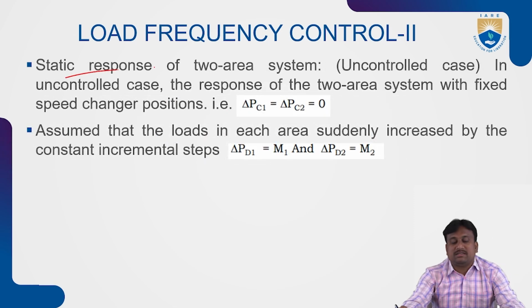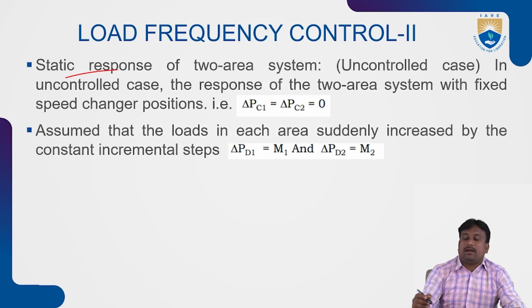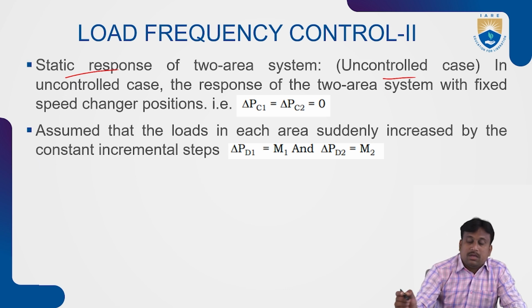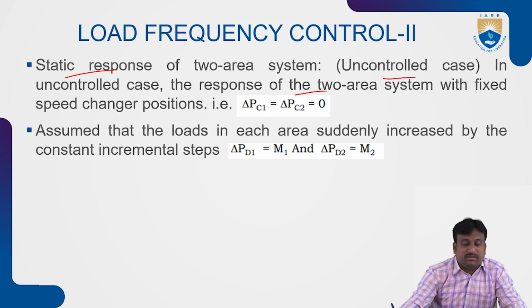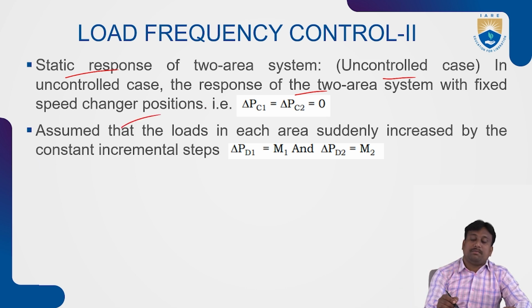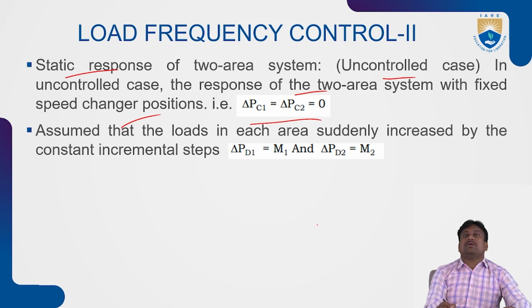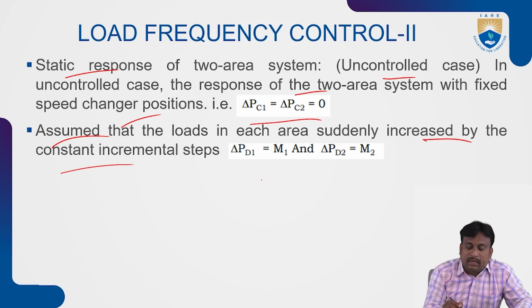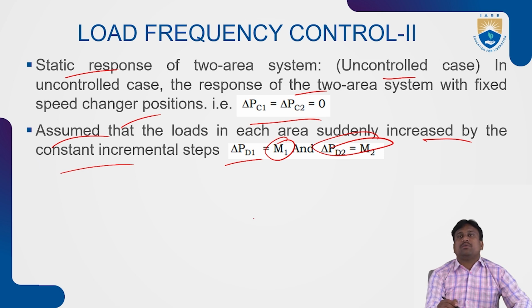The static response of the two area system is considered under the uncontrolled case. That means the response of the two area system with fixed speed changer positions is considered. What do fixed speed changer positions mean? Delta PC1 equals delta PC2 equals 0. That means it is assumed that the loads in each area are suddenly increased by constant incremental steps, so delta PD1 equals M1 and delta PD2 equals M2. Likewise, they are represented.